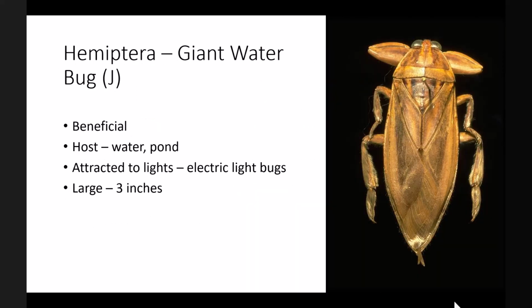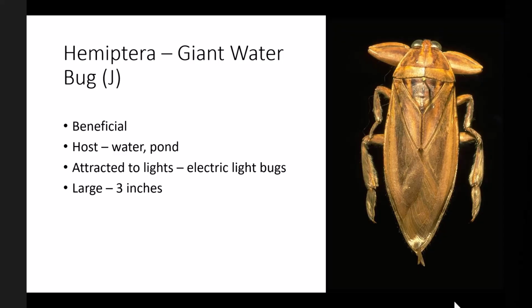Giant water bugs are fairly large insects that can be up to 3 inches in length, but there are some species that are much smaller. They're predatory, and so they're beneficial. The host of where they are found is water or pond, and they tend to be attracted to light, so they're sometimes called electric light bugs.